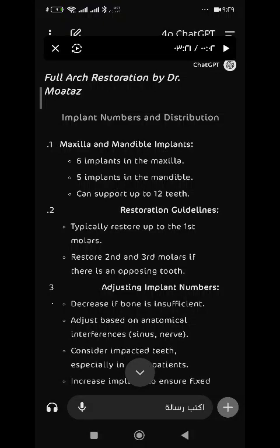Dr. Moataz. Implant numbers and distribution. 1. Maxilla and mandible implants. 6 implants in the maxilla, 5 implants in the mandible. Can support up to 12 teeth.